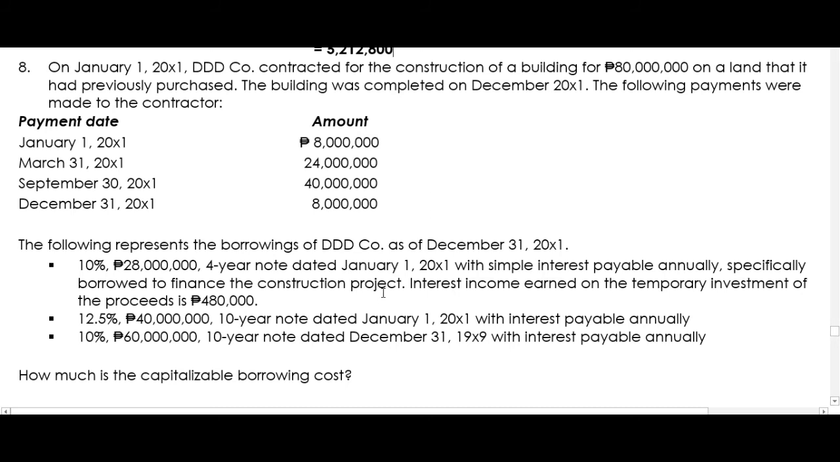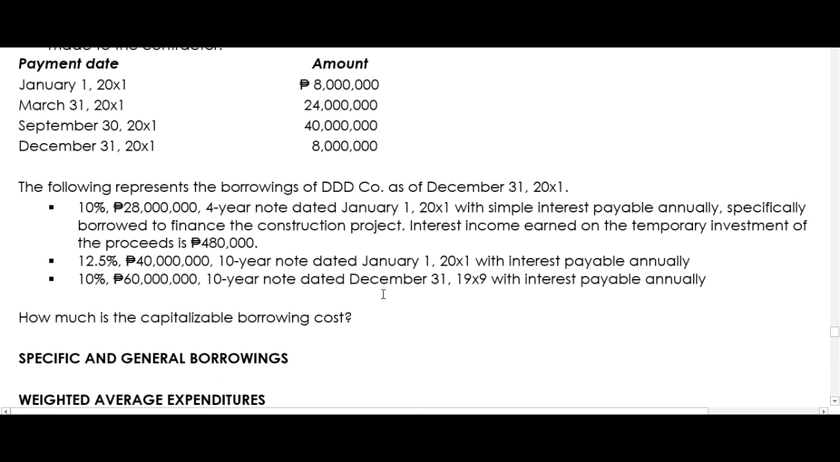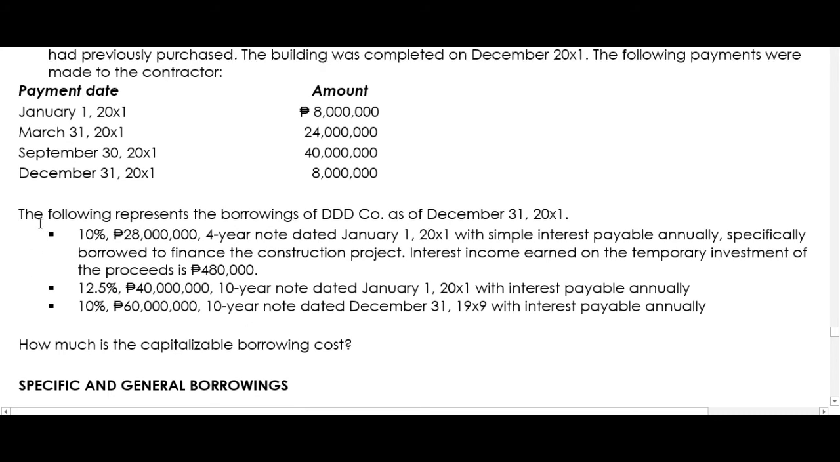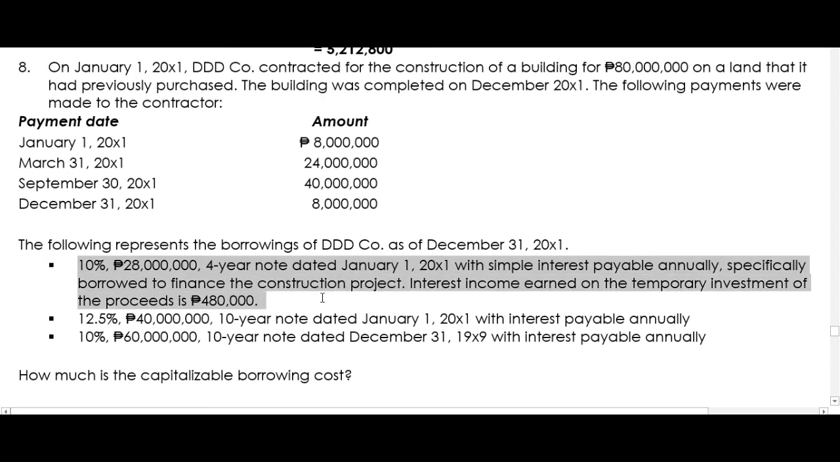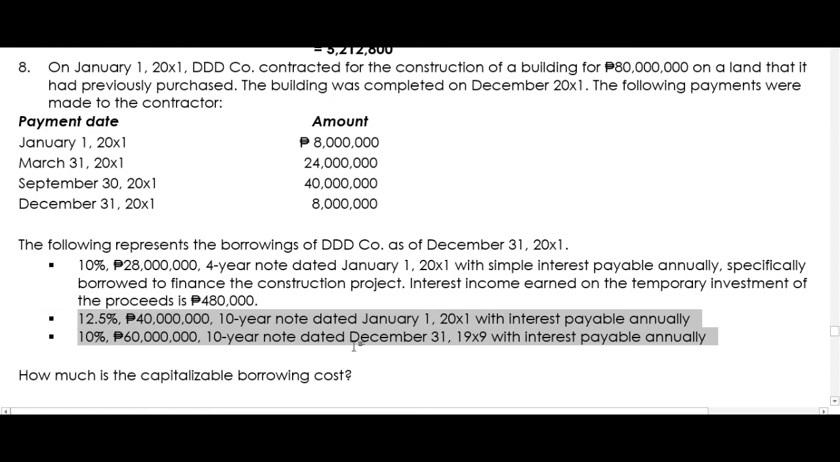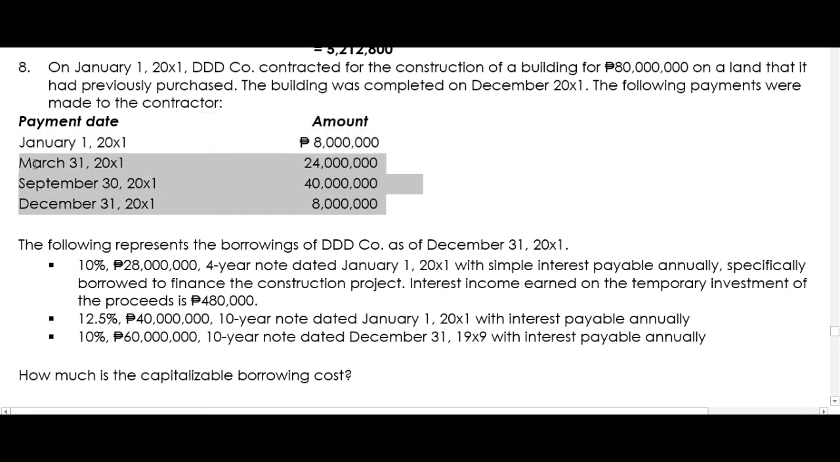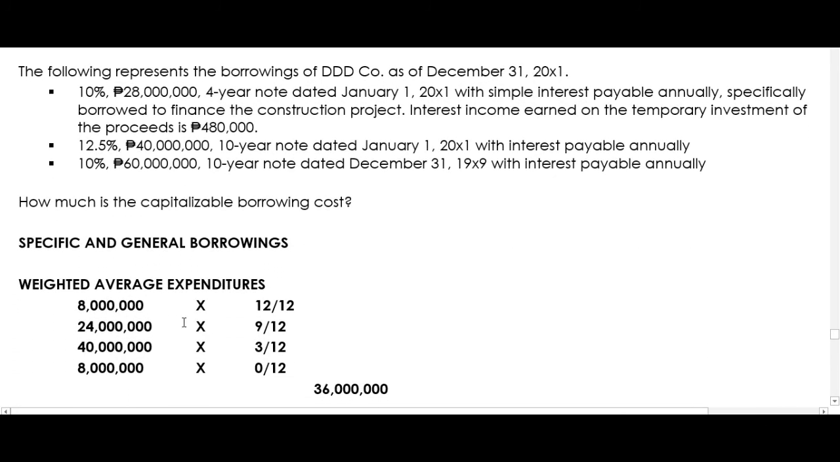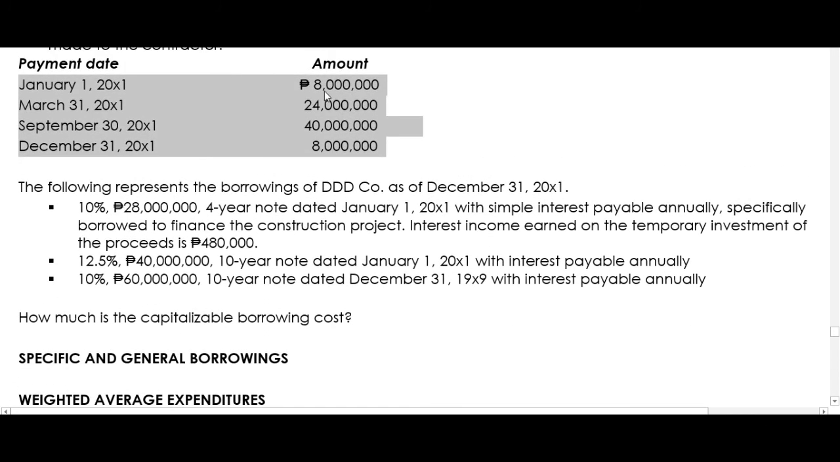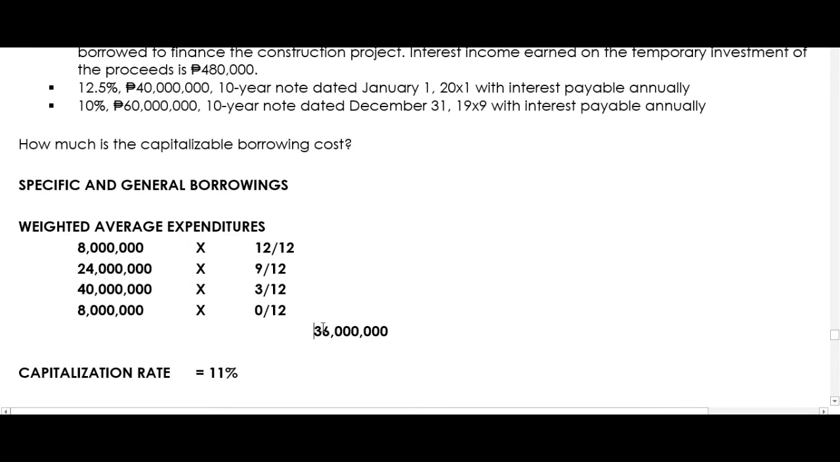So, looking at the information, alam mo na yan ay pinaghalong specific at general borrowing kasi yung given dito, ito daw, ayan specifically borrowed to finance the construction. Tapos itong dalawa, ito yung general borrowings. So, ano ulit gagawin natin? First step is to get the weighted average of all of these costs. Okay? So, yun yung step natin na ginawa dyan. Kung paano mo gagawin, same dun sa process, bibilangin mo lang yung months kung ilang months outstanding. So, ang lalabas ay 36 million.